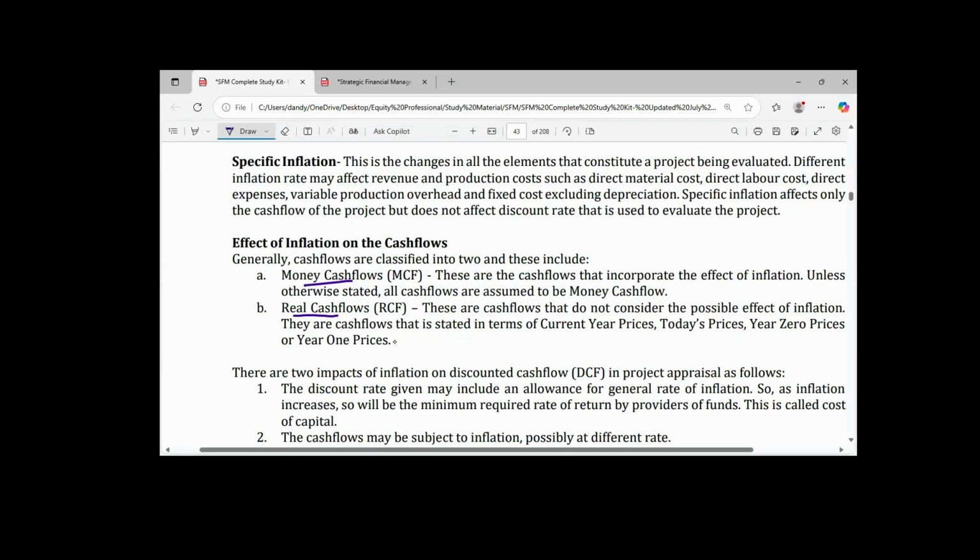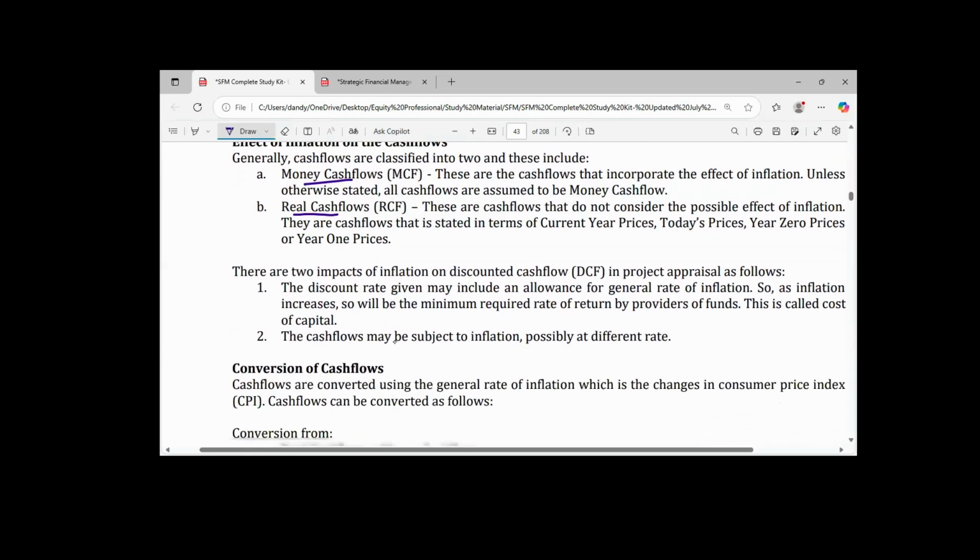Again, the examiner can tell you that the current variable cost is 1 million naira. Because the examiner has mentioned current, that variable cost is in current value terms, which means it's a real cash flow. That's why I'm saying that real cash flows are stated in today's prices, year zero prices, year one prices, or current value terms. The examiner can ask you to explain what is money cash flow and real cash flow, so you must know what you are doing.